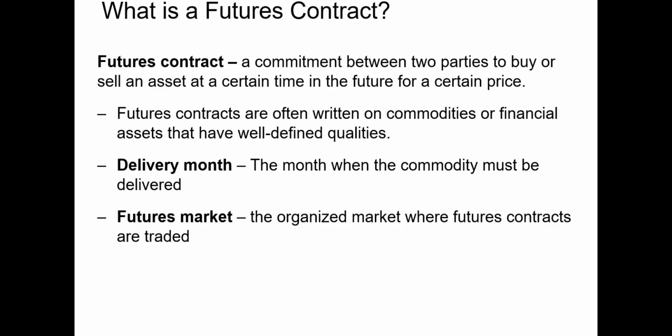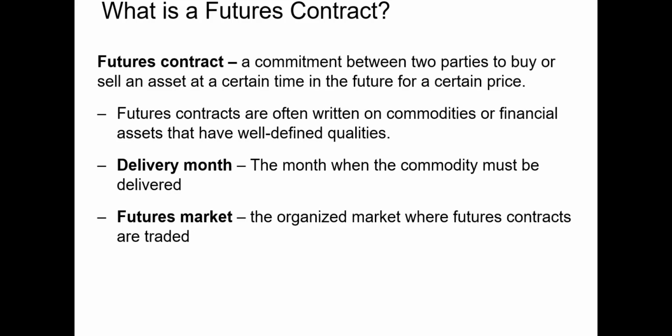A futures contract is a commitment between two parties to buy or sell an asset at a certain time in the future for a certain price. A futures contract can be written on many types of securities and commodities. A large percentage of futures contracts, or futures for short, are written on commodities like coal or iron. These contracts will specify the month in which delivery is to take place, the price for the commodity, and the location where the commodity will be delivered, if the commodity is to be delivered.